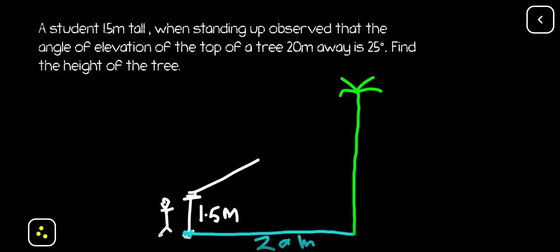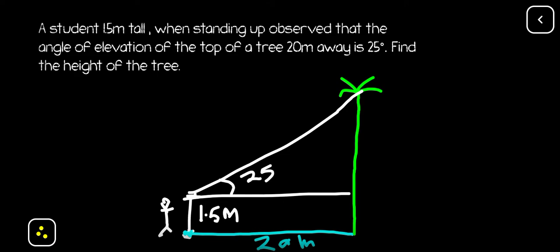So from this point here, the tree is 25 degrees. So this is the diagram we can come up with, and they want us to find the height of the tree. So this is the tree, and this is the height we have to find. But how were we able to come up with this diagram?